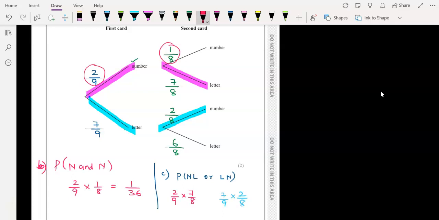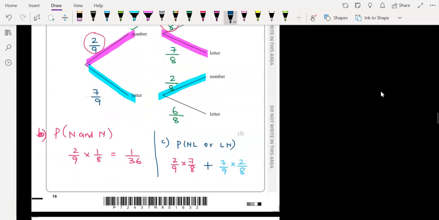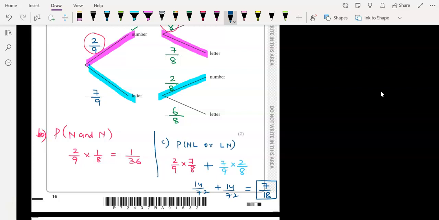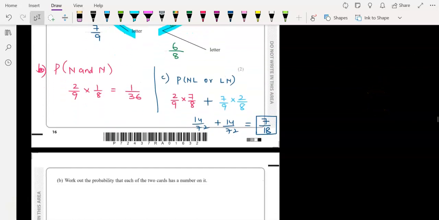Now since it is OR, we will add the two probabilities. Now you put this in the calculator, you will get 14 by 72 plus 14 by 72. So your final answer will be 7 over 18. Okay, moving to the next question.